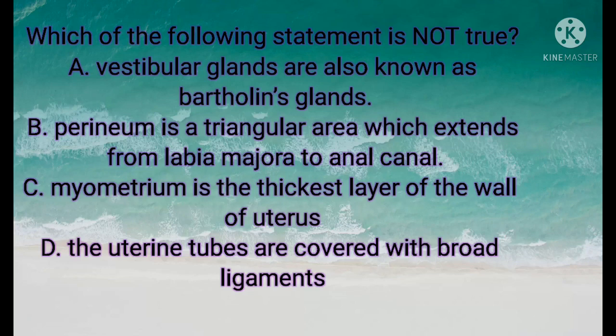Vestibular gland, which is also called the Bartholin gland, is present in the female reproductive system. Perineum is the triangular area which extends from the labia majora to the anal canal.